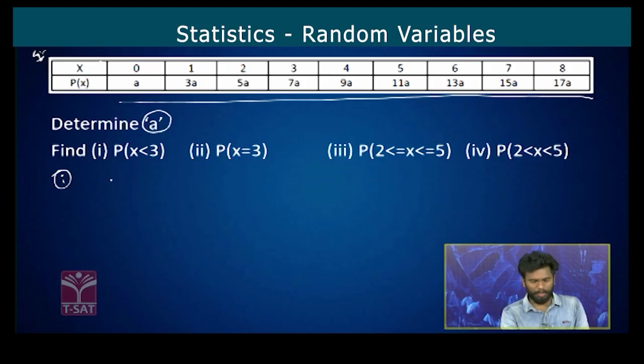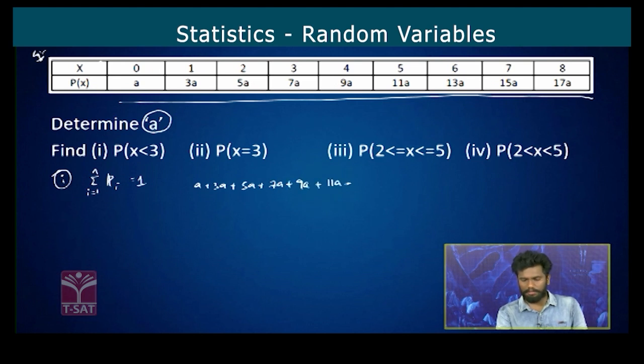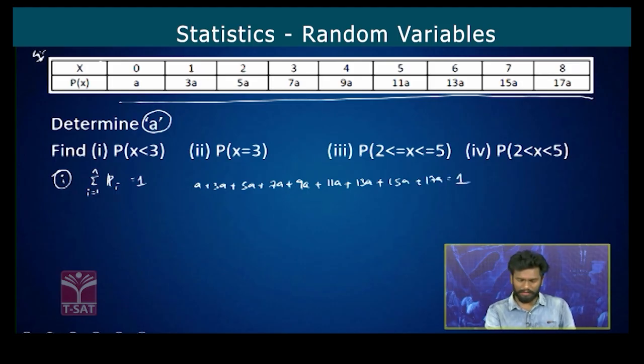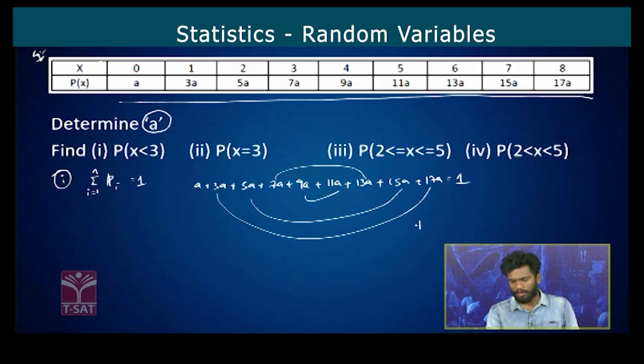We know the property sum of P of i, where i takes from 1 to n, must be equal to 1. Now add all the probabilities. a plus 3a plus 5a plus 7a plus 9a plus 11a plus 13a plus 15a plus 17a will be equal to 1. Now add everything. 20, 40, 60, 81. So 81a is equal to 1, a is equal to 1 by 81.